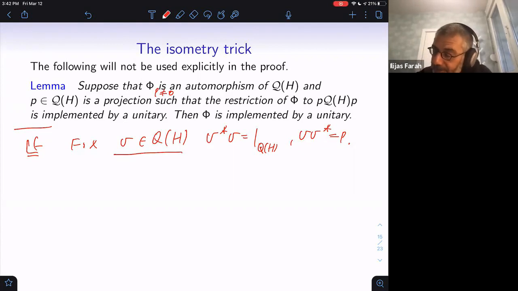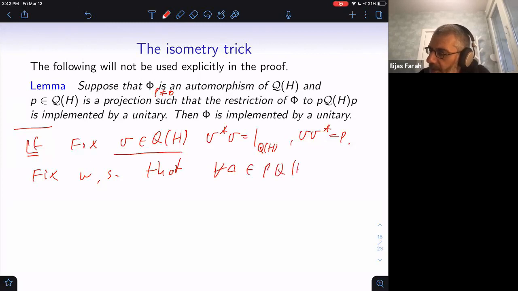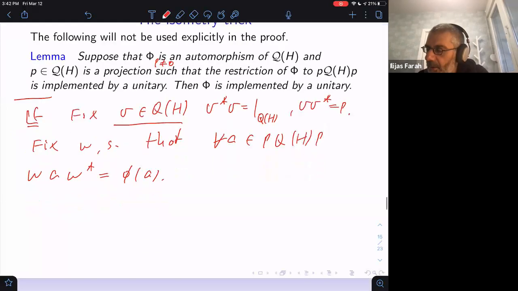All right, so then, oh yes, also fix this unitary, so fix W such that the conjugation by W maps A to W A W star. Actually, I can write this in a better way. Fix W so that for every A in this corner, P Q of H P, W A W star is equal to phi of A. All right.